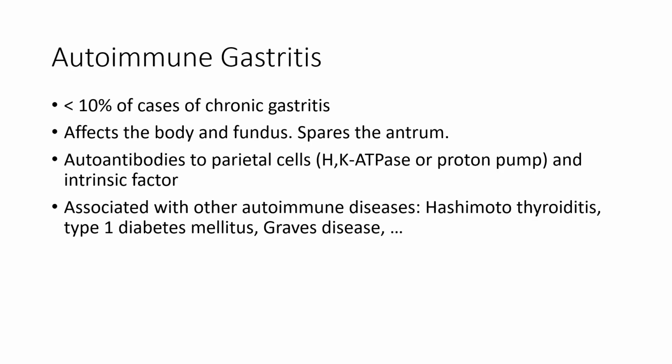Since the antibodies are targeted against the parietal cells, we can imagine that autoimmune gastritis affects the body and fundus and spares the antrum, because in the antrum usually there are no parietal cells. This is in contrast to H. pylori gastritis, which starts with the antrum and then progresses to the body. Autoimmune gastritis is associated with other autoimmune diseases, such as Hashimoto thyroiditis, type 1 diabetes, Graves' disease, etc.